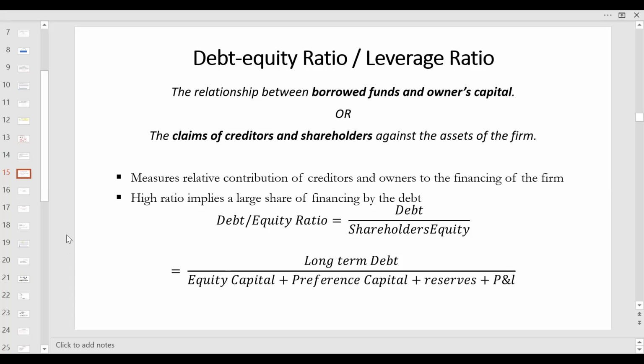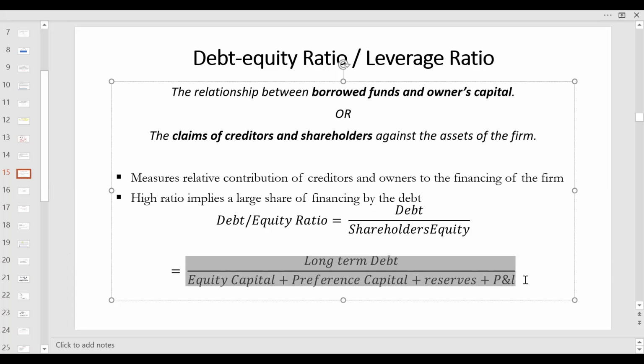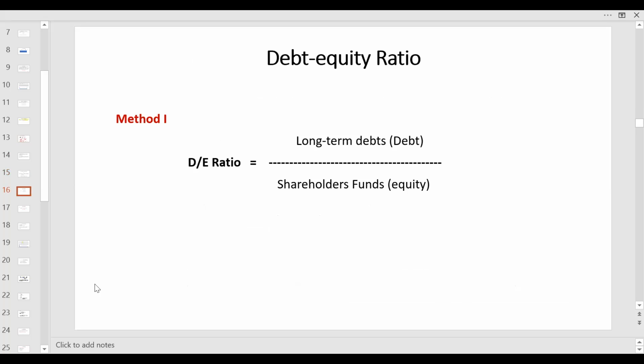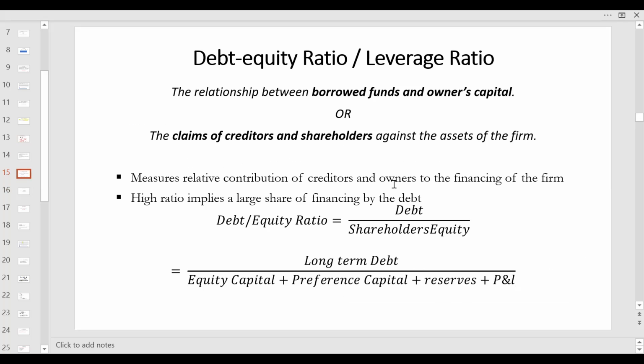Now there are two methods you are going to see in different books. One is when you take total debt over equity, and one is when you take long-term debt over equity. When taking long-term debt, it is going to be in the balance sheet, or wherever the information is given, and you are only going to take debt, also known as debentures. Now shareholder equity covers these four things: equity capital, preference capital, reserves, and profit and loss. This is your shareholder equity. So this is your first method for debt equity, when you take only long-term debt.